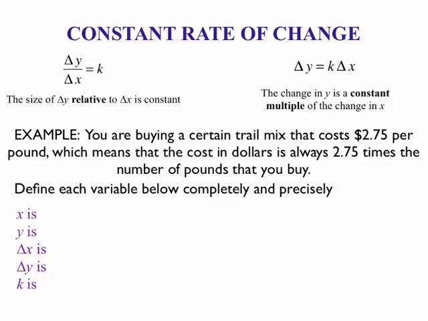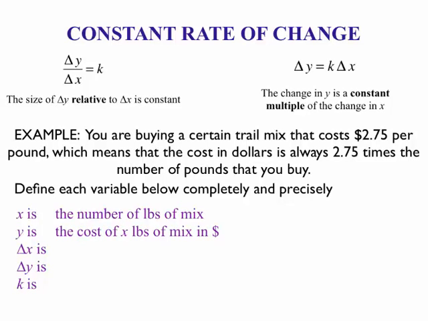Okay, so for x, to say just x is pounds or x is trail mix is not going to cut it. You've got to be specific and include your units. The number of pounds of mix, something that specific. Or the weight of the trail mix in pounds that you buy. What is y? The cost of x pounds, in dollars, right? So the cost of your trail mix in dollars.